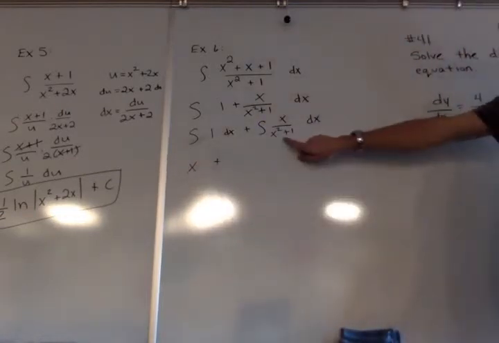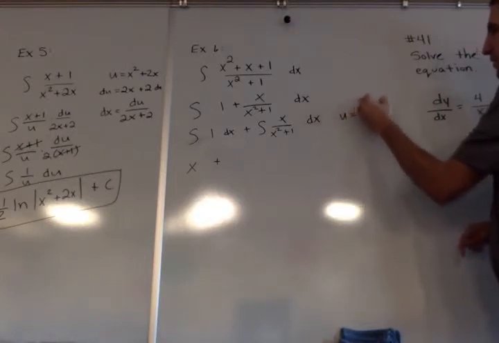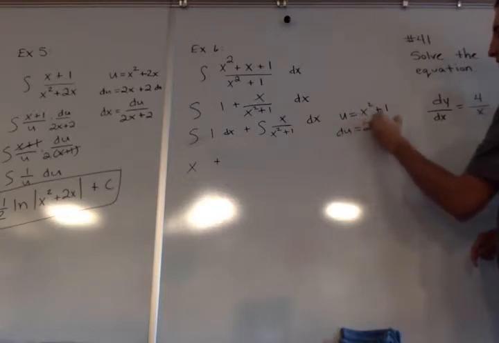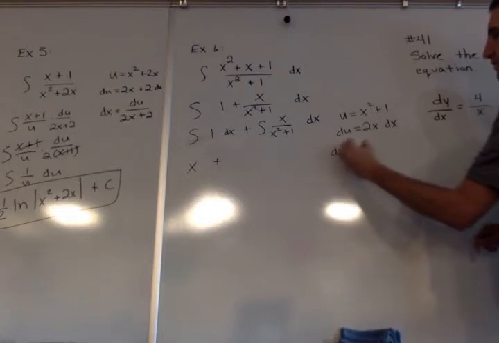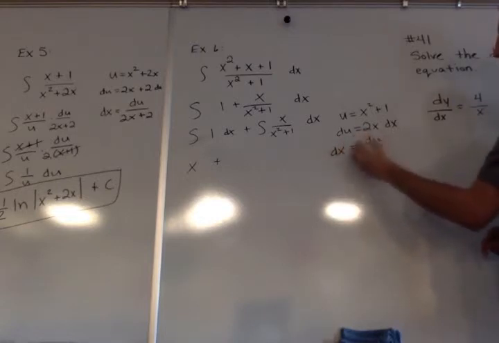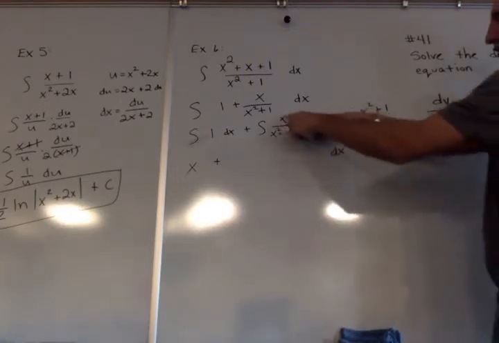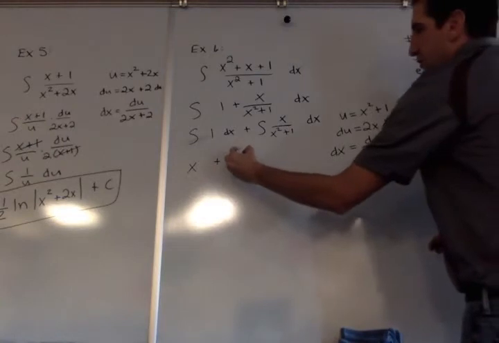Here we can use substitution again. u would have to equal x squared plus 1. du would equal 2x dx. And then solve for dx. That would give us du over 2x. So we can do our substitution to allow us to integrate this part, x over x squared plus 1. So we're still working on that integral.